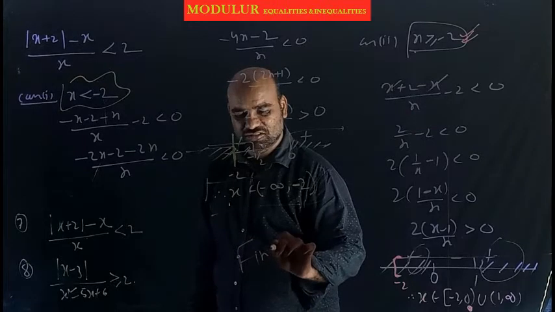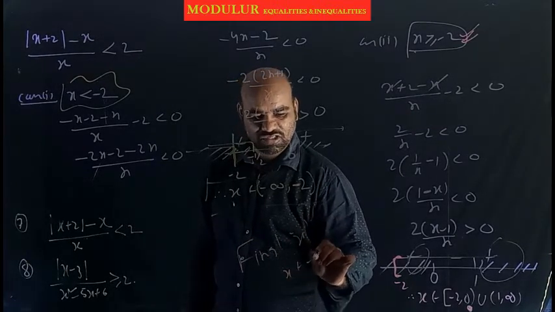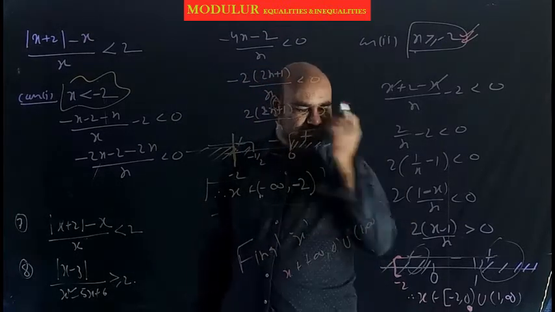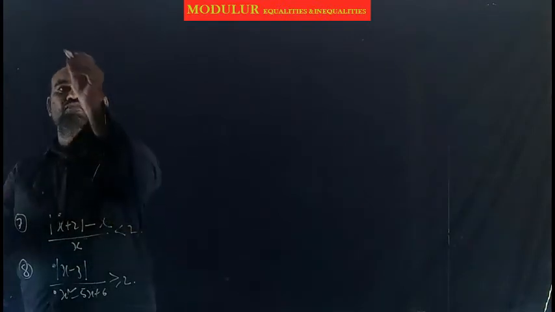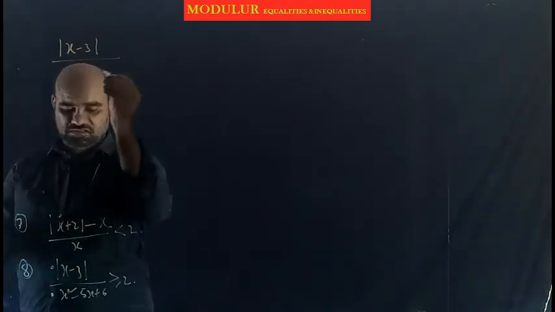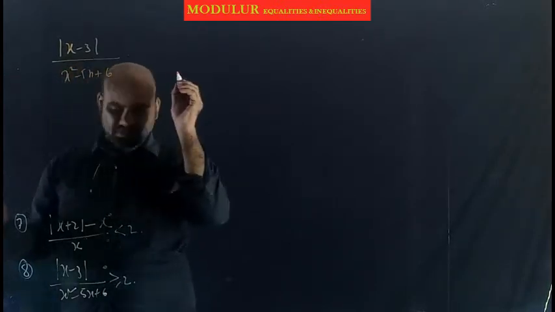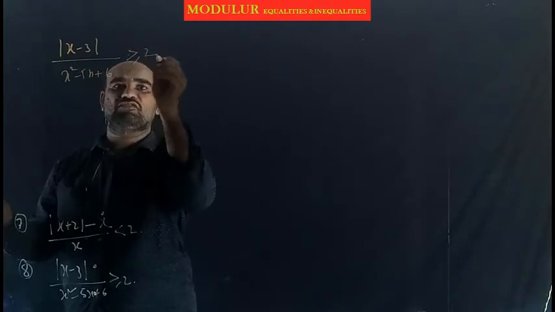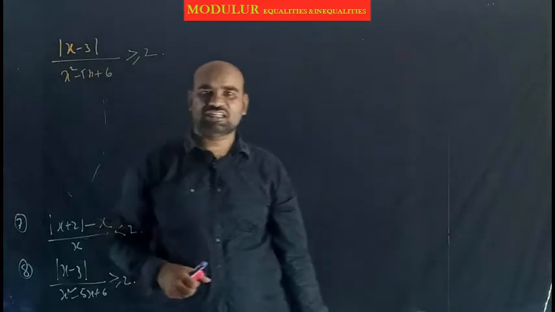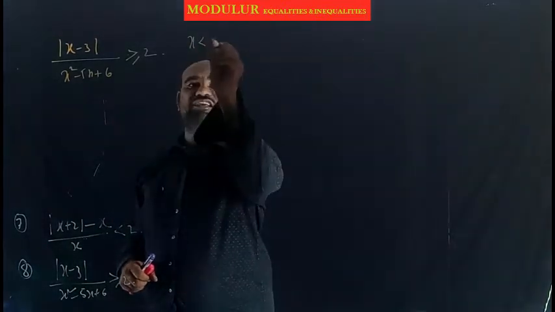Final solution: x belongs to minus infinity to 0 union 1 to infinity. Students, next problem. Mod of x minus 3 by x square minus 5x plus 6 greater than or equal to 2. Simple problem. Two cases: x less than 3 and x greater than or equal to 3. X less than 3 case.